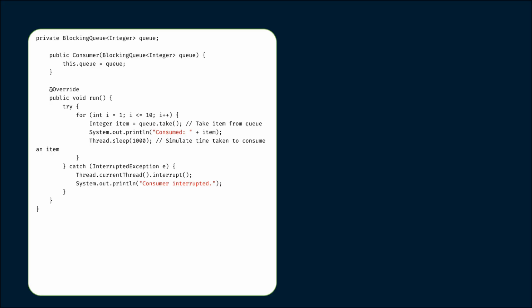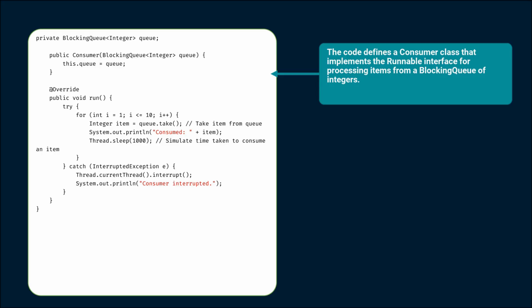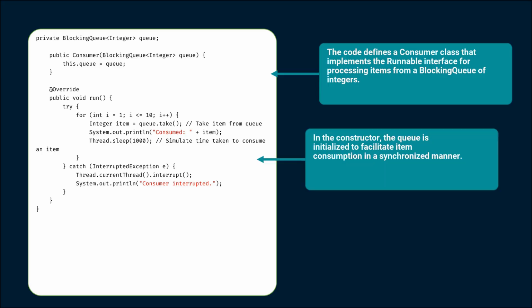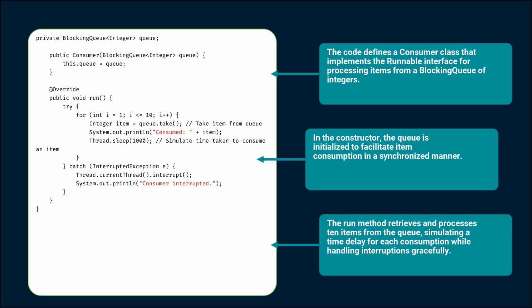Now let's take a look at the consumer class, which is essential for retrieving and processing items from the shared blocking queue. This class implements the Runnable interface, allowing us to execute it on a separate thread. In the constructor, we initialize the queue variable, which holds the reference to the blocking queue that will be used for consuming items. The core functionality is found in the run method, where the consumer continuously retrieves 10 integers from the queue. By using the take method, the consumer waits for an item to become available if the queue is empty, effectively synchronizing with the producer.